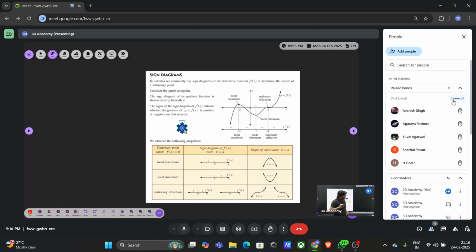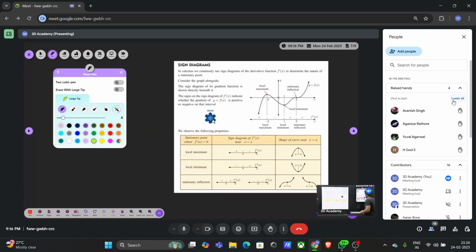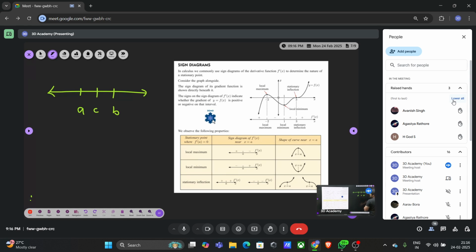Okay. Now see, how does a sign diagram help us identify whether it is a global maximum or local maximum or whatever it is, or whether it is an inflection, right? So let's say you have drawn a sign diagram. This is point A, this is point B. Let's say point C is in the middle. So here in this case your gradient is negative. Here it is positive. Let's say again here it is positive, here it is negative.